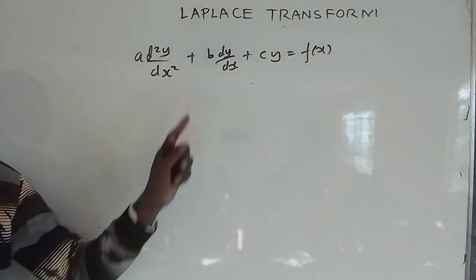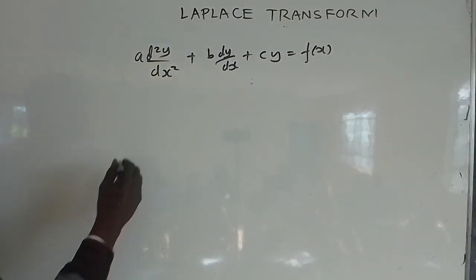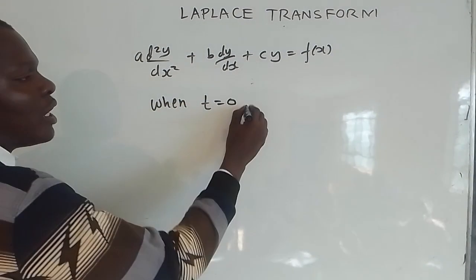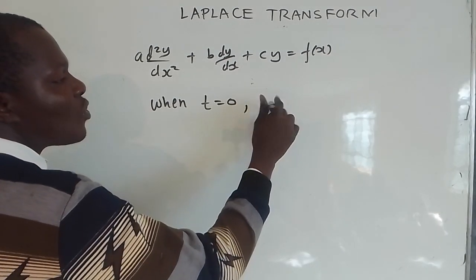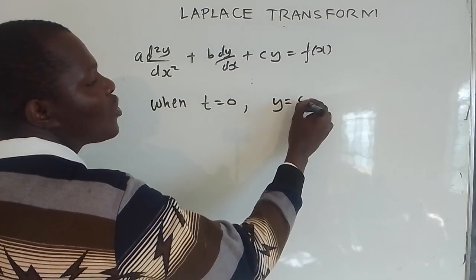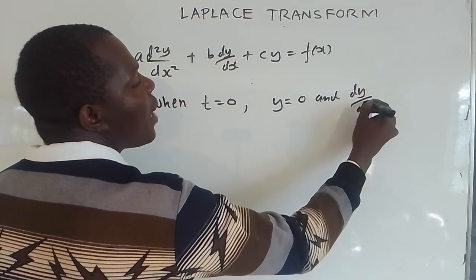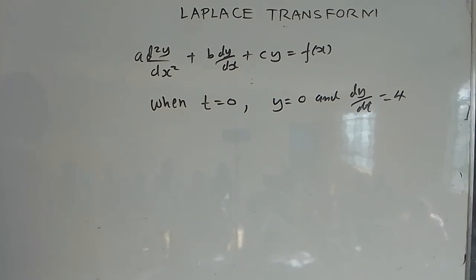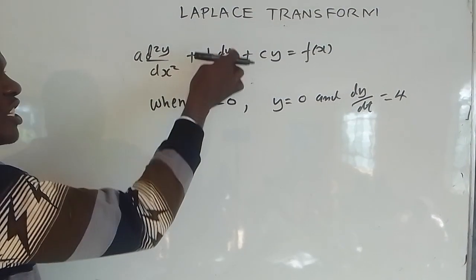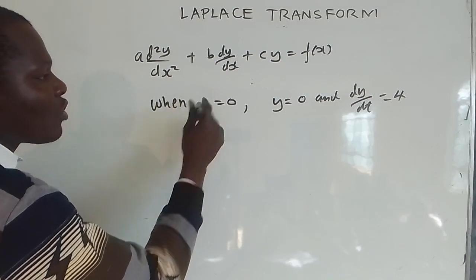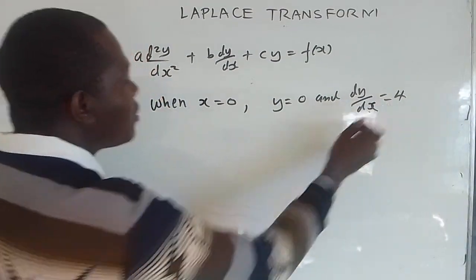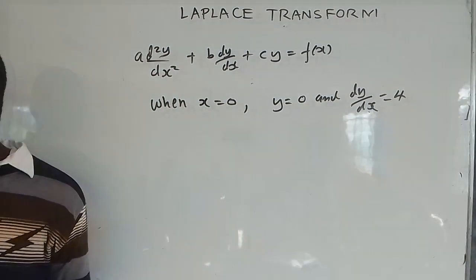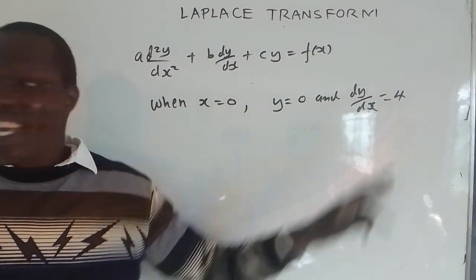Maybe you want to solve a differential equation in this form, and you've been given, when t is equal to 0, y is equal to 0, and maybe dy/dt is equal to 4. Are you seeing that? Now, what this implies is this. Because you are differentiating, this was x, so we are no longer talking about t, we are talking about x, isn't it? Are we together? You are differentiating y with respect to x, so you will be told when x is 0, y is 0, and dy/dx is equal to 4.